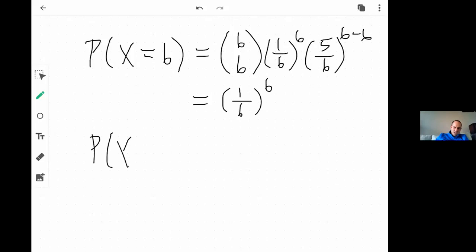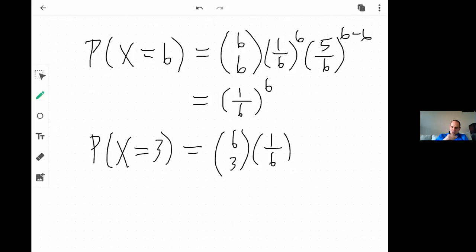What about the probability that x is 3? Well, that would be 6 choose 3 times 1/6, right? Because I have to choose 3 places in which to put a success in the sequence of rolls. There are 6 rolls that are happening, and I have to choose 3 of them to be successful, that is to have a 1. That's going to be 1/6 to the 3rd times 5/6 to the 6 minus 3. Because the powers on these things always have to add up to the total number of trials, and that's 6 in this case.